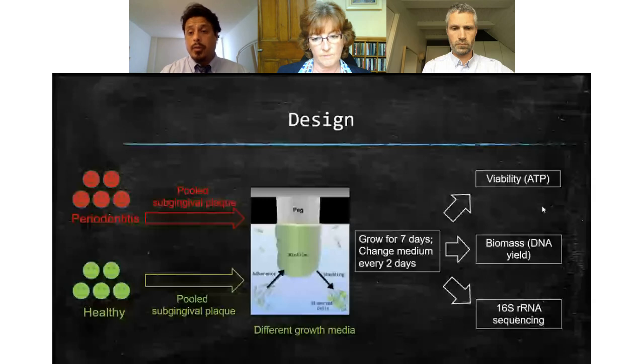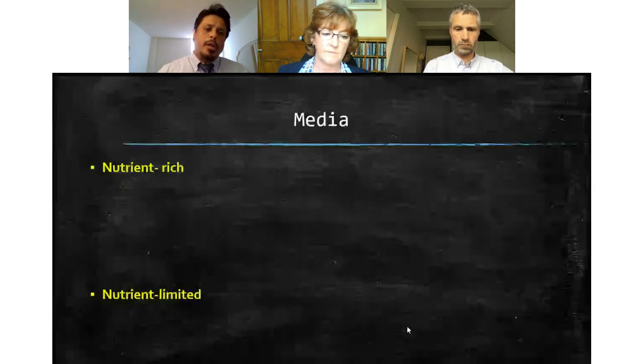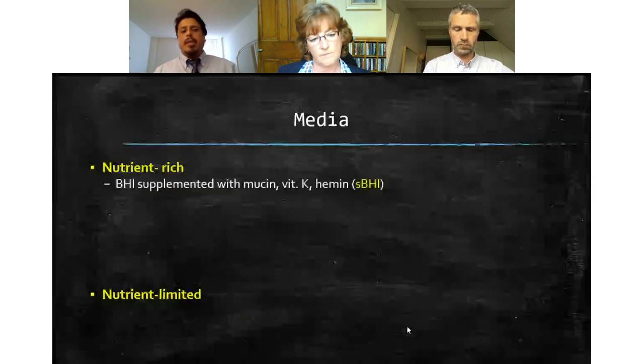And I think this is very important, because it's not enough only to grow a biofilm. We have to ensure that it's viable, so that we can test the different agents or antimicrobials, for example. And also we checked the biomass in terms of DNA yield, and then we used that DNA to do profiling using 16S ribosomal RNA sequencing. We used 2 types of media, broadly nutrient-rich and nutrient-limited. The nutrient-rich media included DHI supplemented with mucin, vitamin K, and hemin.